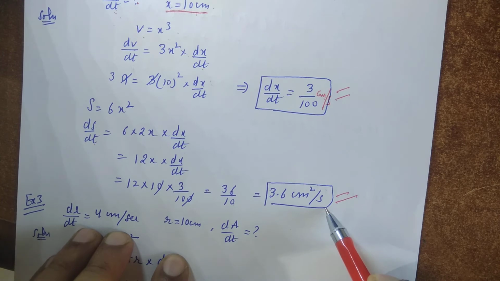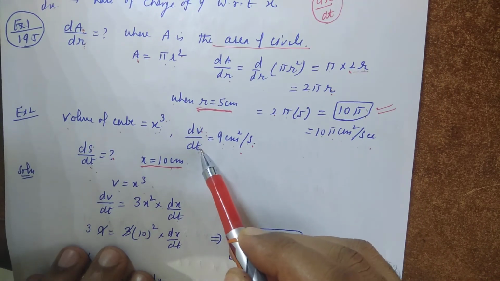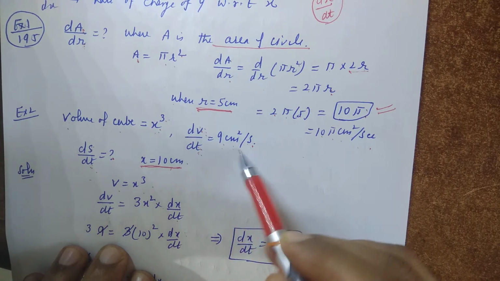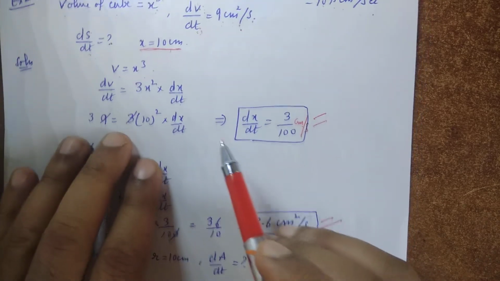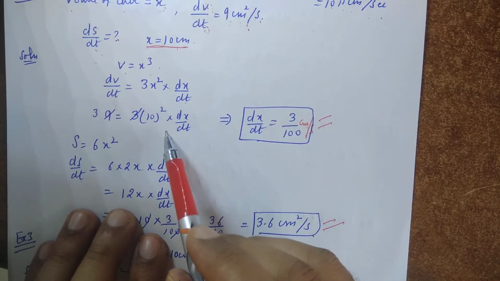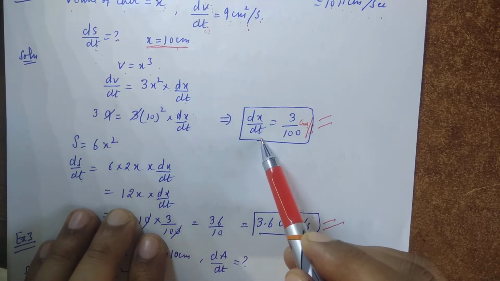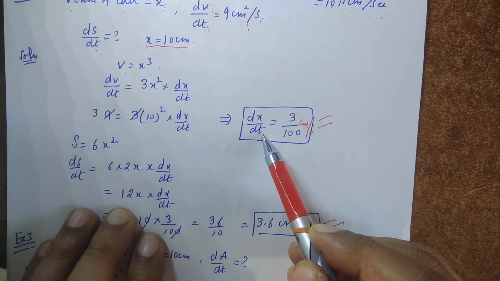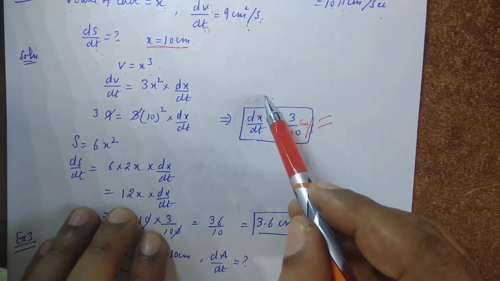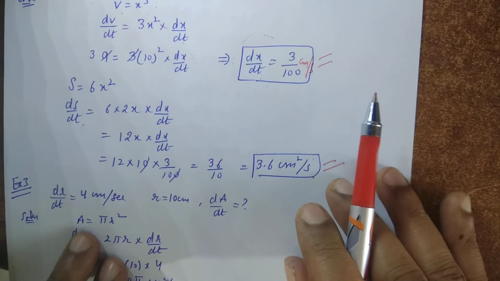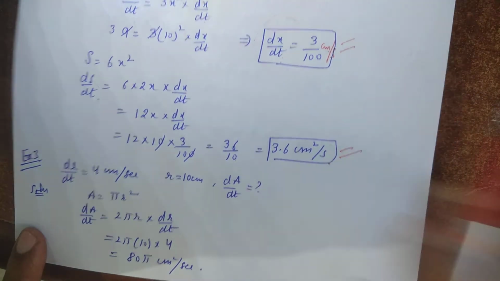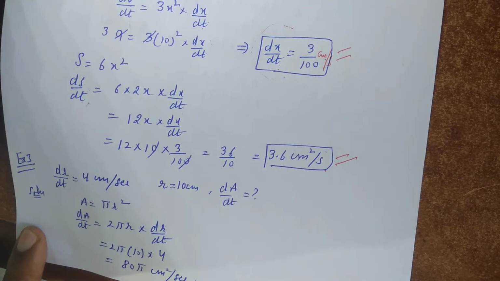Clear? So we have started from dV by dt, because he has given us that the rate of change of volume with respect to time is given. Clear? From that we find the value of dx by dt. We found dx by dt. We used this value of dx by dt in finding out the value of dS by dt. Clear? This is our course of action. Now example 3 of NCERT.